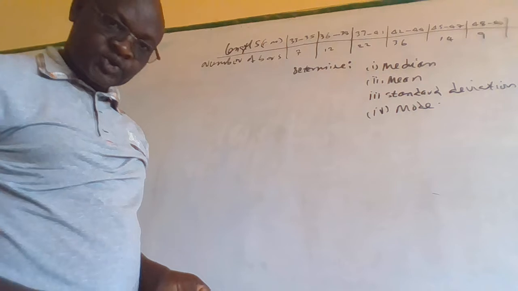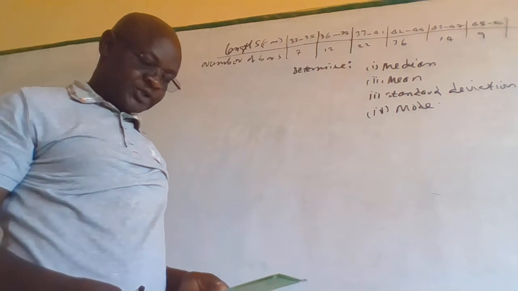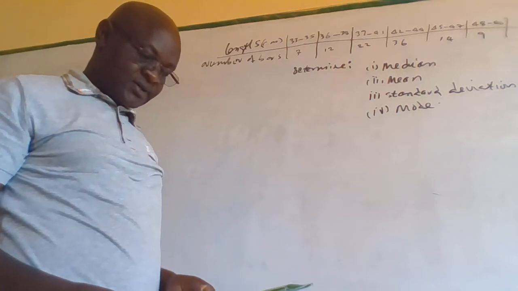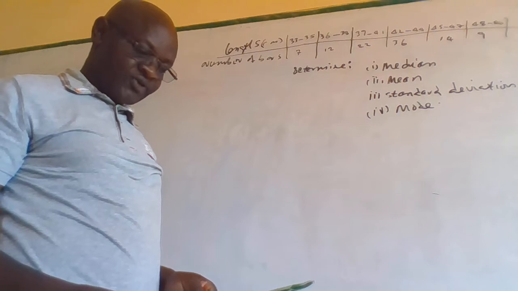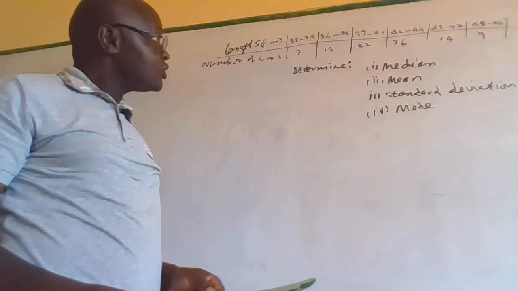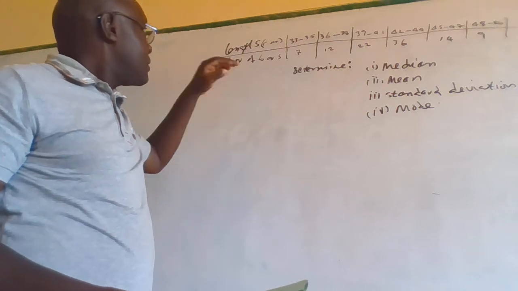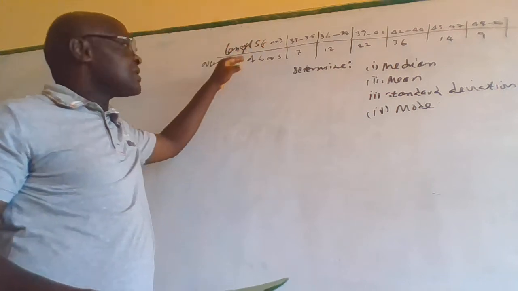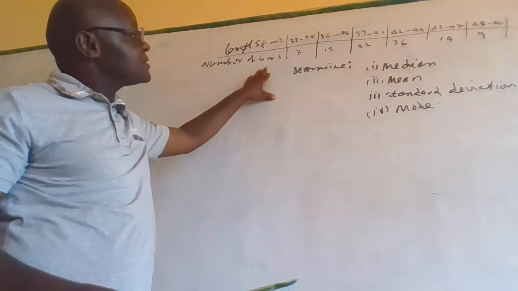So we have here question 2, which says that the length in centimeters of 100 steel bars are distributed as shown in the table. So we have the table, we have length in centimeters, and then we have numbers of bars.